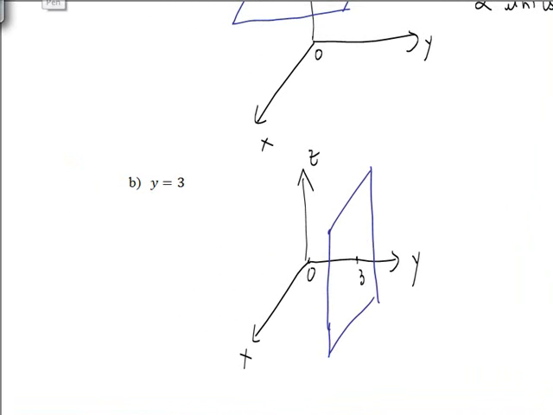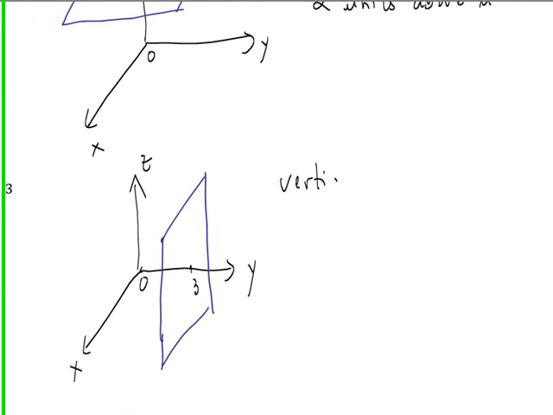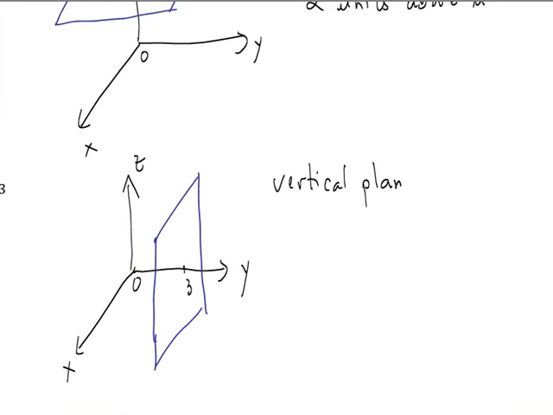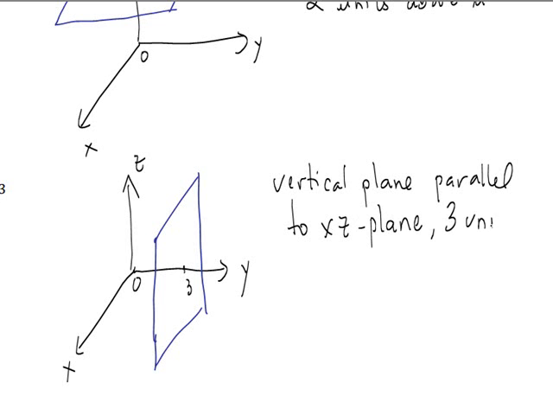So let's describe that plane in words. Can somebody describe it for me, like I did in the first case? Vertical plane, parallel to the XZ plane, 3 units to the right of it. Okay.